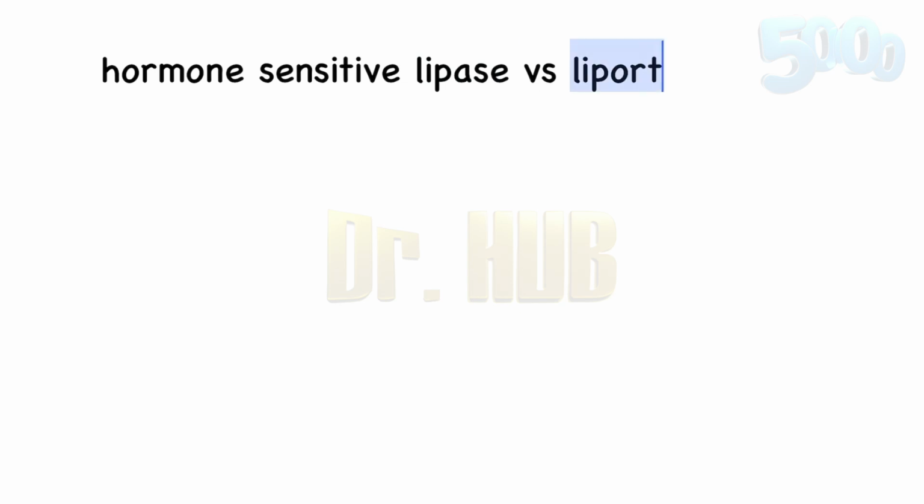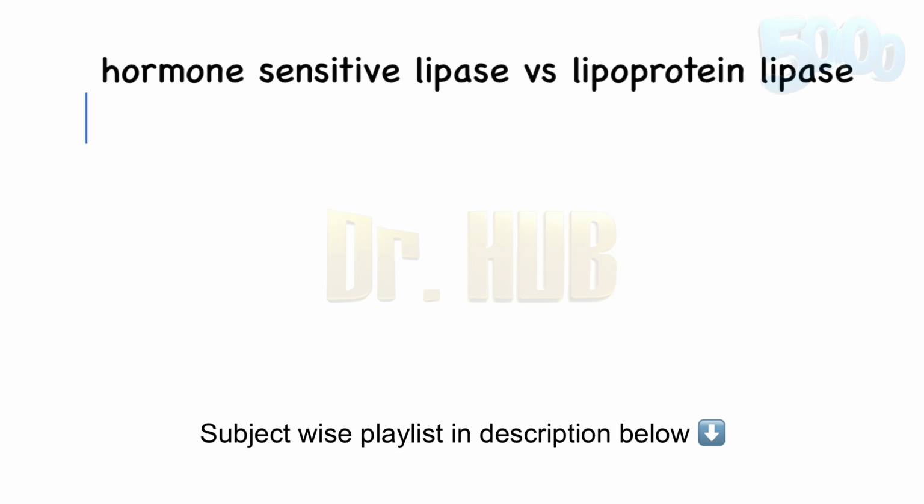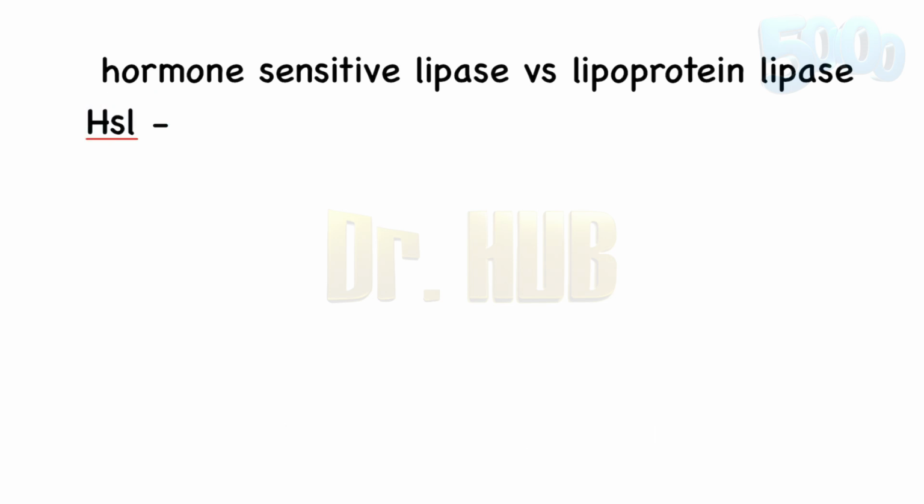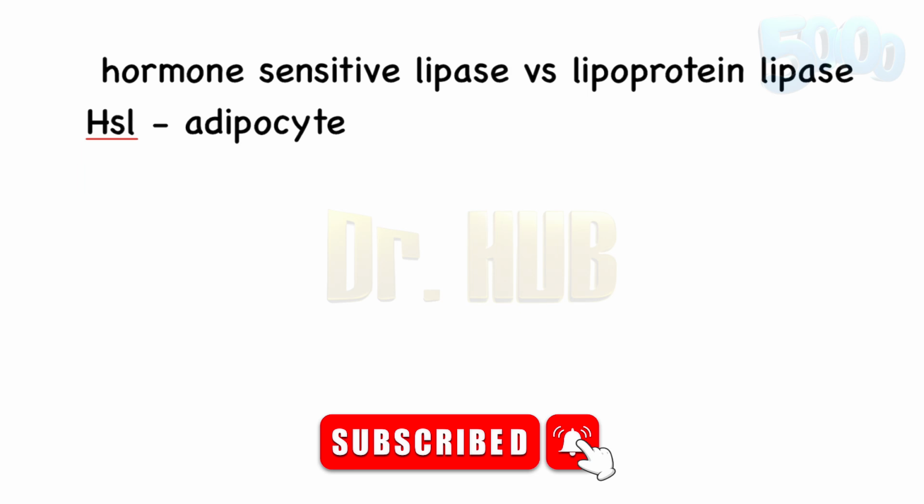Now let's move on to the hormone sensitive lipase versus the lipoprotein lipase. So there is HSL. What is the location of this HSL? The location of HSL is the adipocyte. And what is the location of the lipoprotein lipase? Lipoprotein lipase is located in the capillaries.